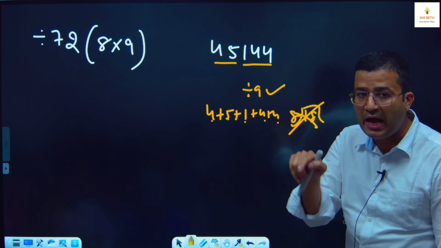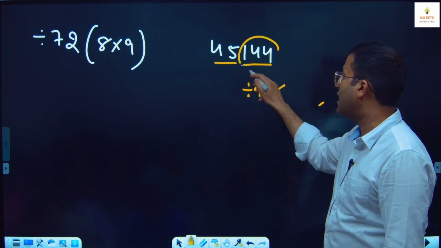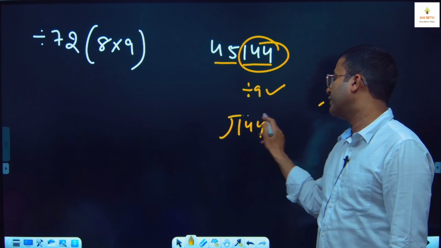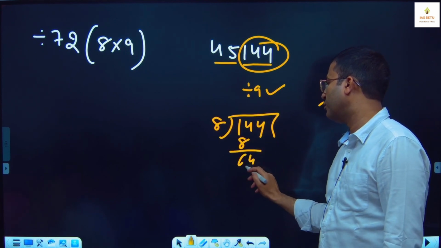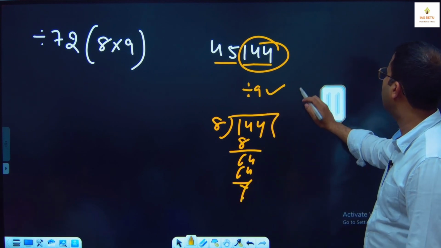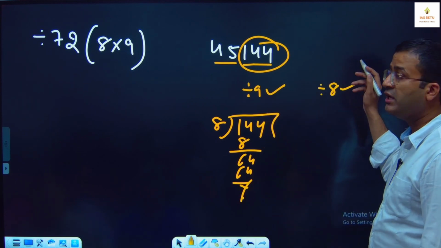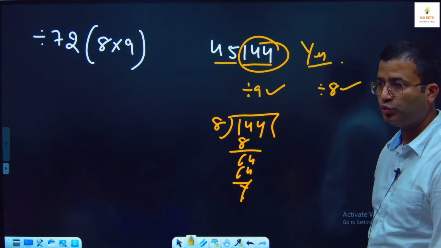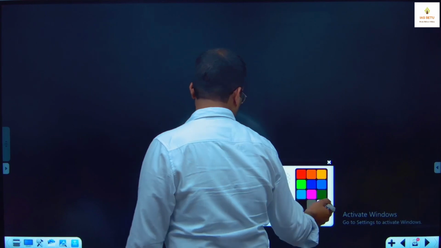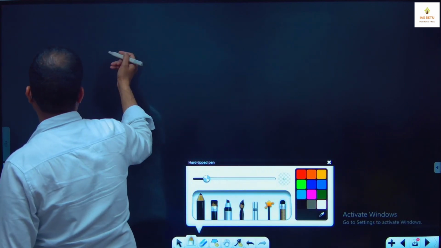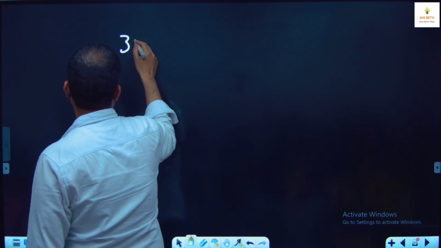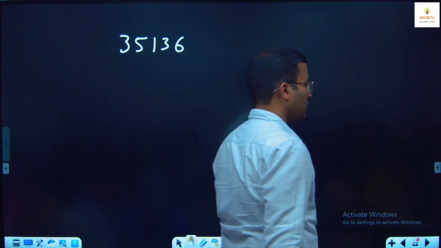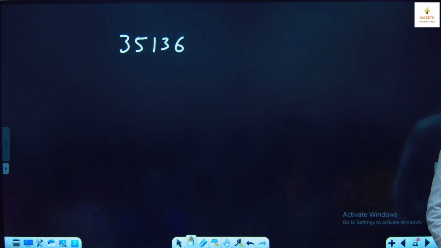Divisibility of 8 is by the last 3 digits. If the last 3 digits are divisible by 8, the complete number is divisible by 8. So we divide by 8 here. 8, 64. Yes. This number is divisible by 9. Yes. The given number is divisible by 8. Since it is divisible by 9 and 8, yes, this number is divisible by 72. You try one number. 35,136. Is the given number divisible by 72, yes or no?